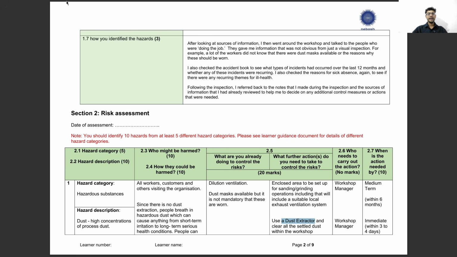If you find any near miss cases or any incidents, accidents, you can also check the sick absence, like people being absent due to sick leave. With that you get information. So what are you doing? You're actually reviewing the documents, checking everything. And then, following the inspection, I referred back to the notes that I made during the inspection and the sources of information that I had already reviewed to help me decide any additional control measures or actions that were needed.